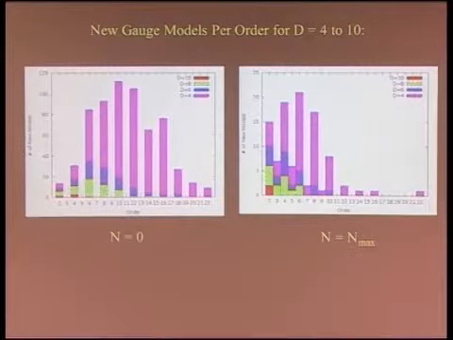For d equal 4, we had to go up to order 24. We stopped our plots at 22, but we had to go up to order 24 for d equal 4 models for the non-supersymmetric, and order 22 for the supersymmetric.